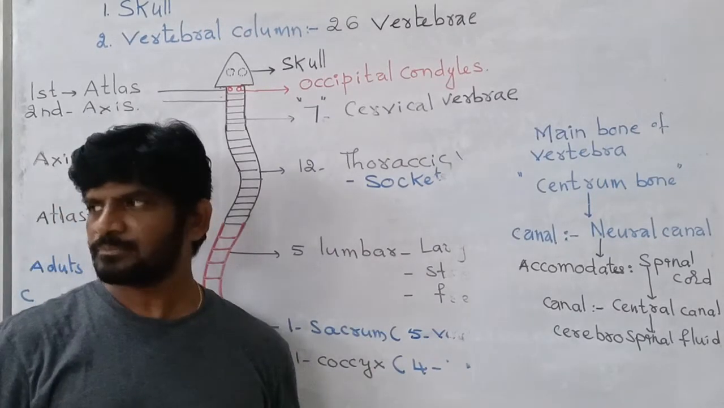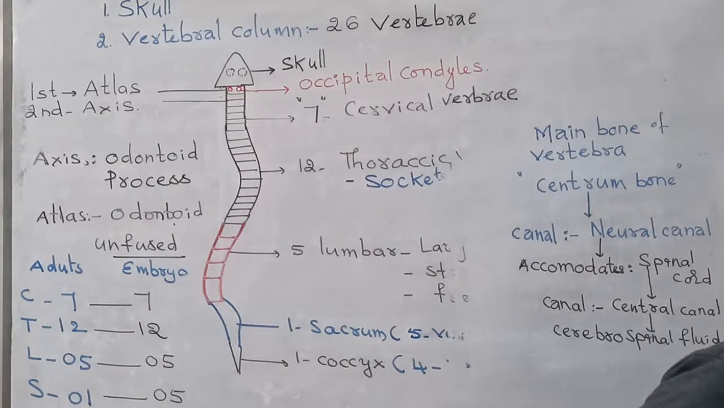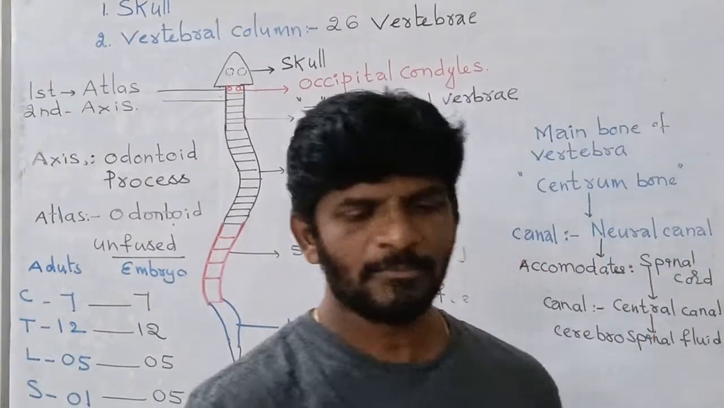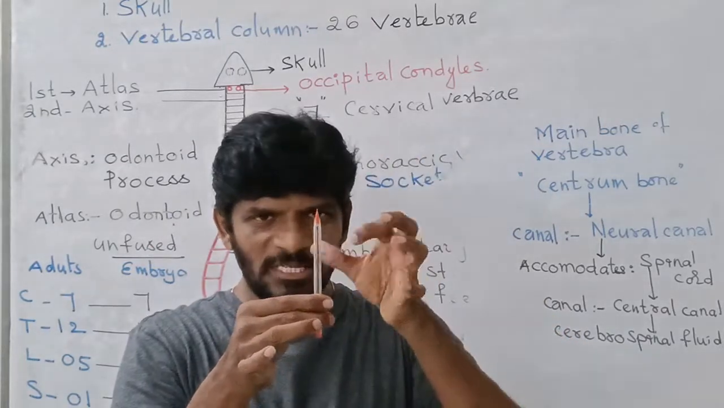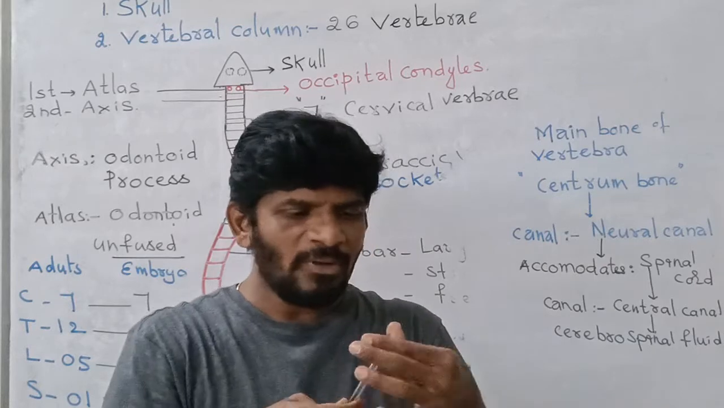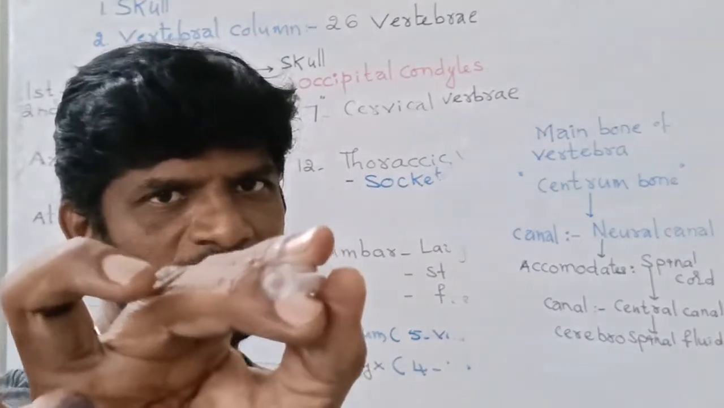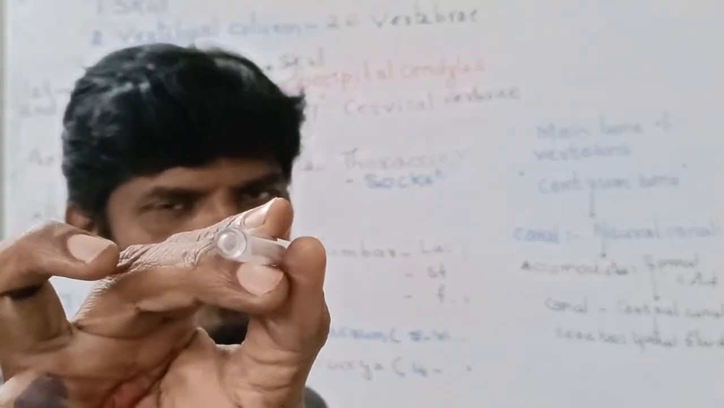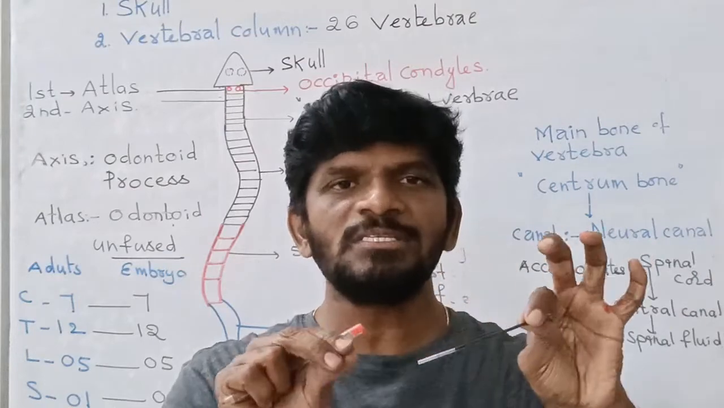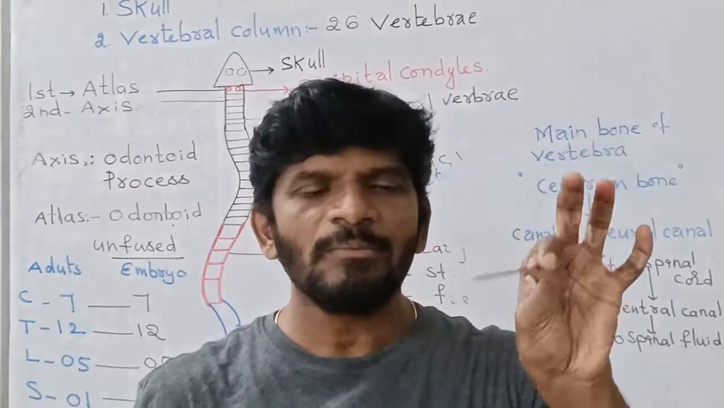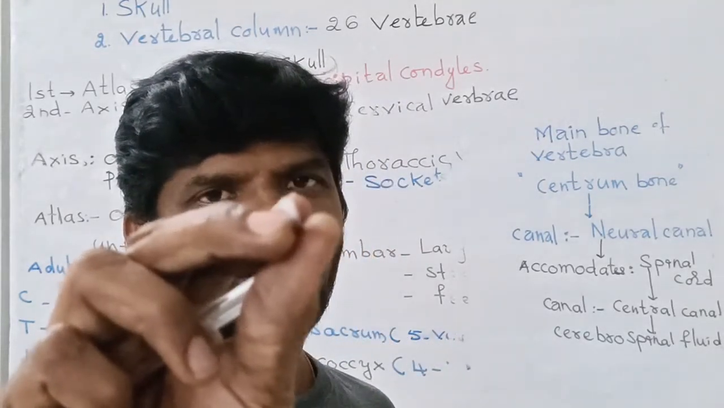Just like it is a pen. Could you please give me a pen? Thank you. This is the pen. The outer plastic is the centrum bone. This centrum has a canal. This is the canal of the centrum. Can you see it? This is the neural canal. The neural canal of the centrum accommodates the spinal cord. This is the refill; the refill is the spinal cord. But at the center of the spinal cord, there is a canal. That is called the central canal.